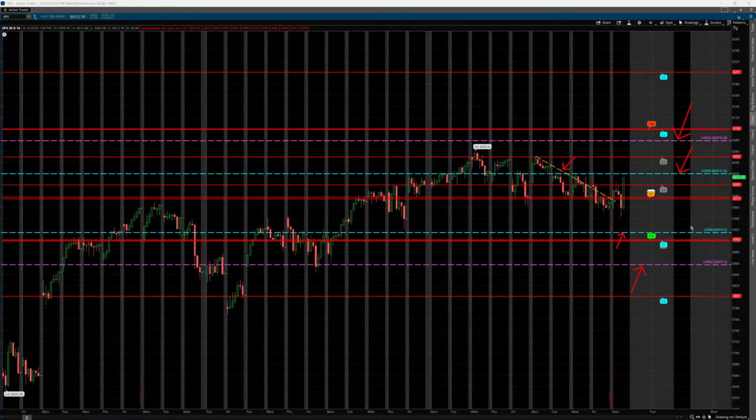And I do post those levels in Discord every day the evening before. So I posted these levels in Discord yesterday afternoon. And it looks like SPX is heading straight up to the upper daily expected move. And I do calculate that independently from the ES upper weekly expected moves.